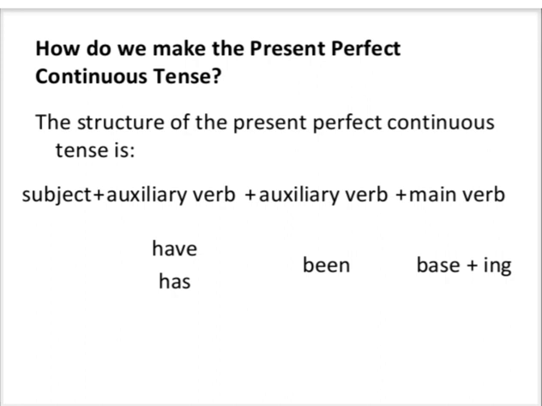How do we make the present perfect continuous tense? Let us see the structure of the present perfect continuous tense. That is subject plus auxiliary verb plus main verb. And here the auxiliary verbs are has, have, been. Plus main verb will be base verb, that is first form, plus ing.